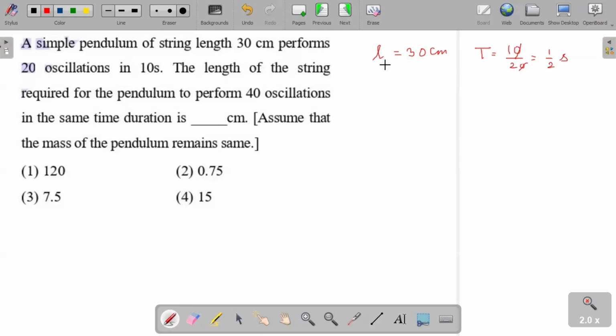This is the first case: L1 is 30 centimeter, with time period T1. The length of the string required for the pendulum to perform 40 oscillations at the same time, that is L2, is what the question asks. The time is the same, 10 seconds, but the oscillations are 40, so the time period is 1 by 4 second.